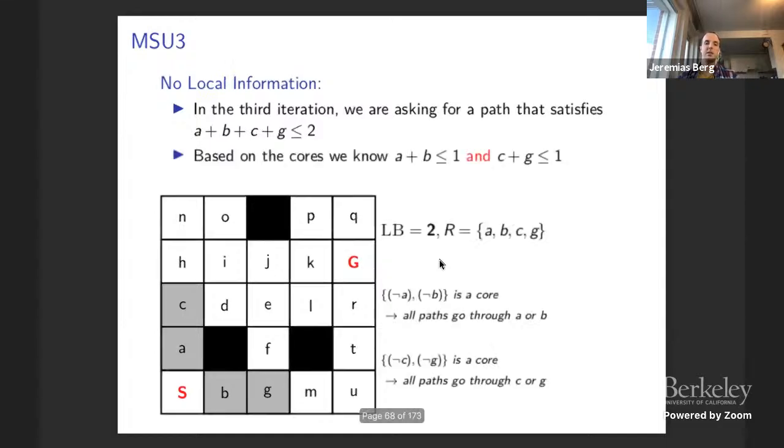However, based on the cores that we extracted, we actually know something stronger. Matti already alluded to this. We extracted a core containing the clauses corresponding to A and B, and the fact that it is a core says that any path between S and G has to go through either A or B. Similarly, for the second core, we also know that any path needs to go through either C or G. So this constraint here is, in a certain sense, too loose. We know that the solutions to this, which, for example, would set C to true and G to true, are not going to correspond to actual models. But in this algorithm, we're not telling the SAT solver this. We're not letting it make use of this knowledge that we have just by core extraction.